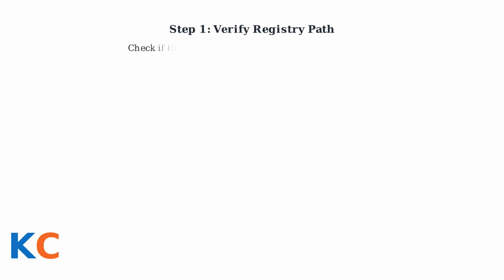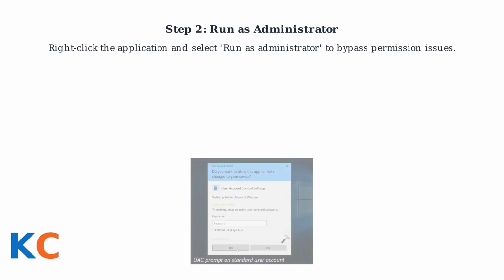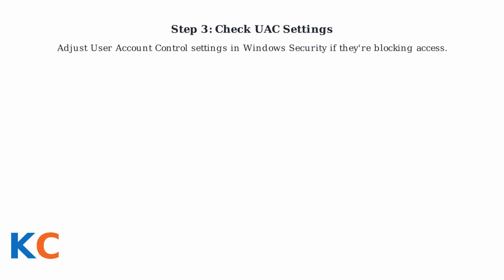To fix the RegOpenKeyExW error, first, verify the registry path the application is trying to access. An incorrect or missing path is often the cause. Run the application as an administrator. This addresses permission restrictions that can cause the error. Check your user account control settings, as they might be blocking registry access. Adjust them in Windows Security.